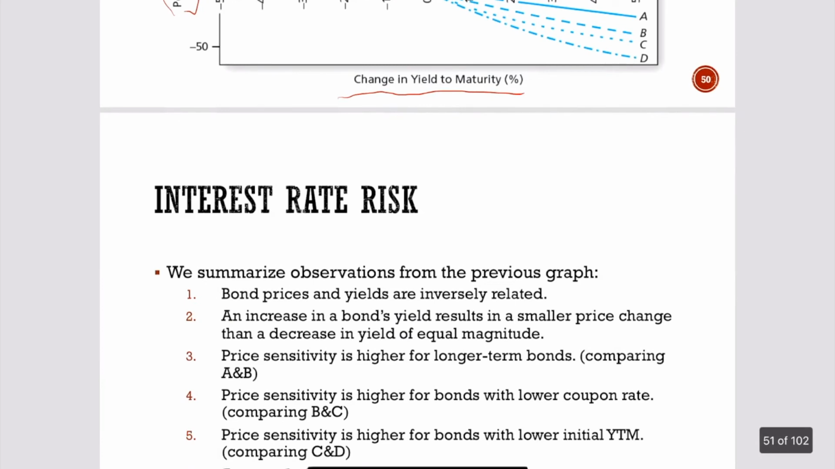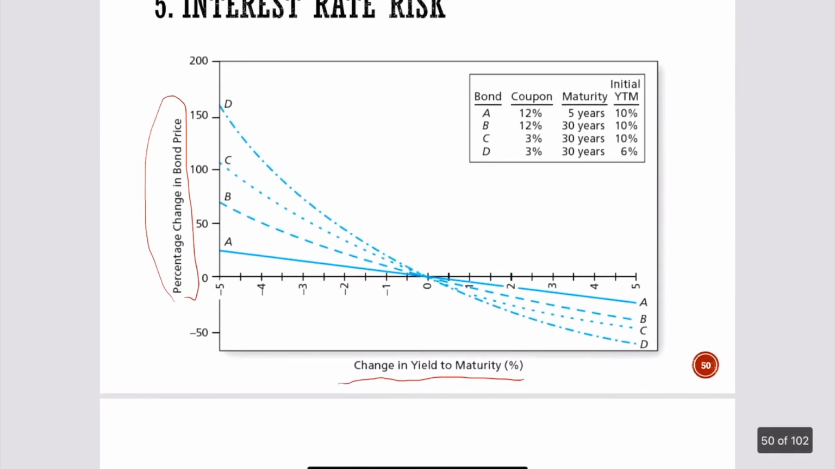The first result is that bond prices and yields are inversely related. Well, this is easy to understand. It means that when yield increases, bond price decreases. And here you can see that this is true. Basically, here yield increases and bond price decreases. And on this side, yield decreases and bond price increases. Perfect.